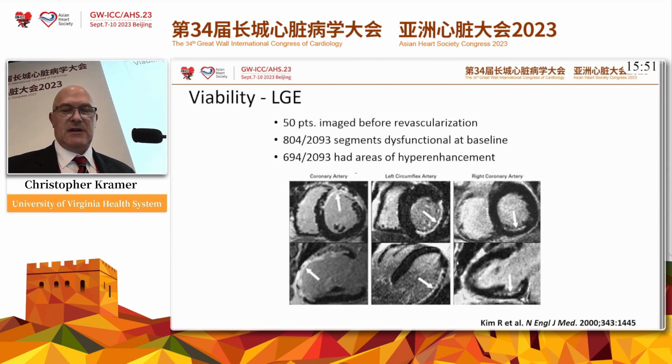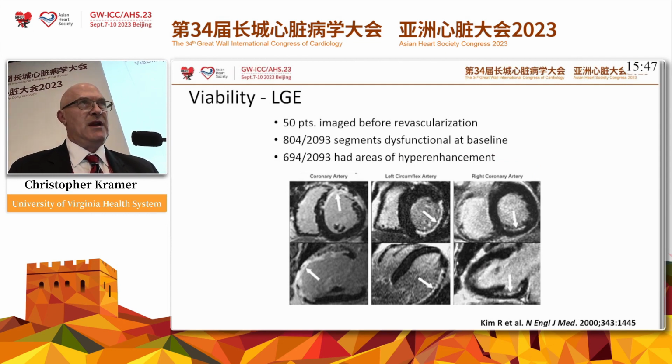So putting these techniques together, but first of all, measuring viability with the technique of late gadolinium enhancement. This was a seminal paper by Ray Kim and colleagues in the New England Journal in 2000, in which they imaged 50 patients before and several months after revascularization.